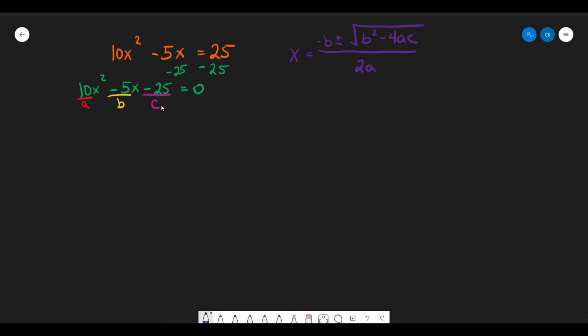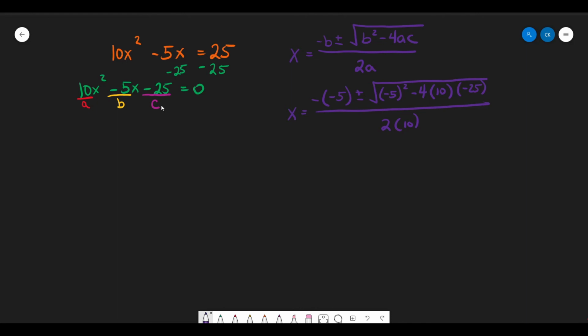Again, every time I say the formula, I hear the tune. So trust me, it gets stuck in your head, and unfortunately you can't really get it out eventually. But let's take everything and plug it in. So I'm going to plug in 10 for A, negative 5 for B, and negative 25 for C. So I'm going to get x is equal to negative 5 plus or minus the square root of negative 5 squared minus 4 times 10 times negative 25, and that's going to be all over 2 times 10.